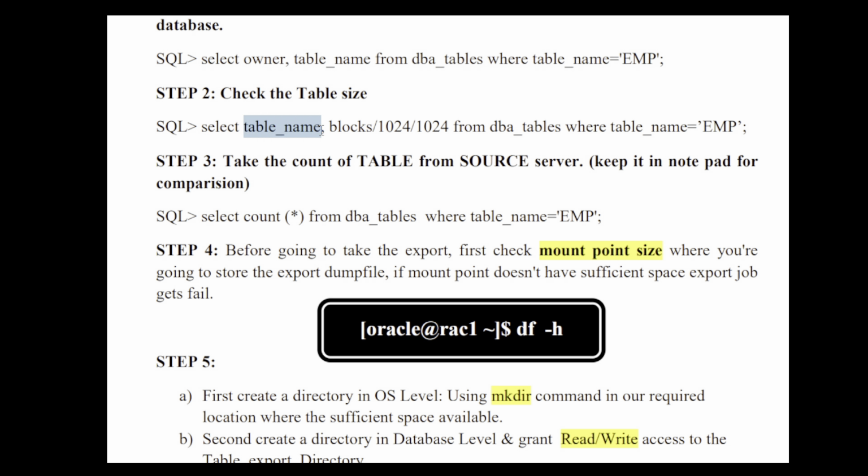Next, size. Select table_name, blocks divided by 1024. I already told you, divided by 1024 means it will show in MB, megabytes. From dba_tables where table_name is the required table name.